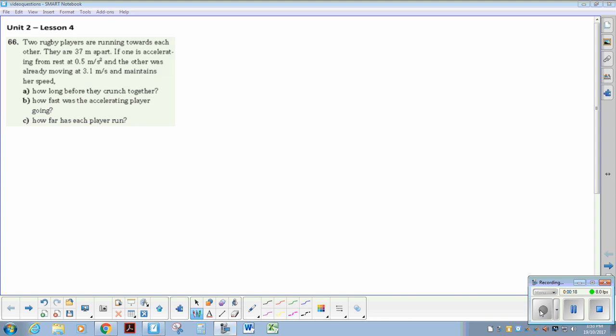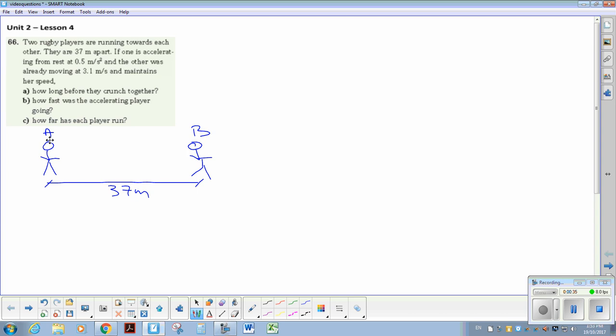So we've got two players here, so we need to separate the information. If I give myself a quick sketch here, I'm going to call this one person A, and this one person B, my very accurate stick diagrams. They are 37 meters apart, and they run toward each other, so they're heading toward each other.